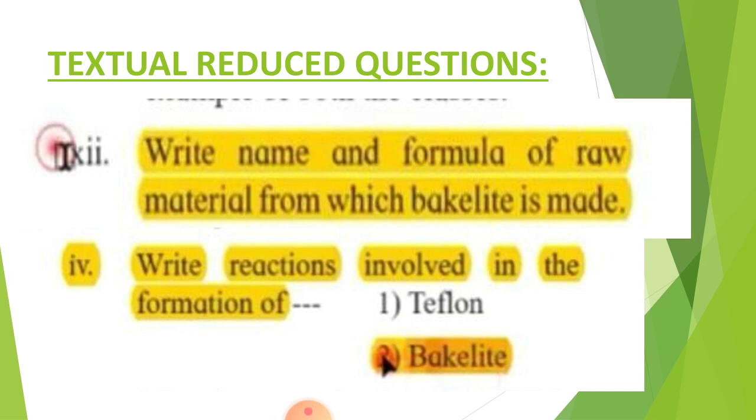Then on page number 339, question number 4, attempt the following. In that, your 4th one: write reaction involved in the preparation of Teflon and bakelite. Teflon has not been reduced, only bakelite has been reduced from your syllabus. So this question has been cancelled. This question you are not supposed to study.